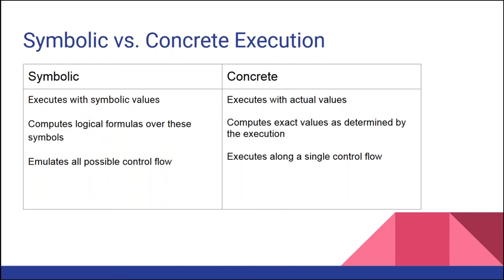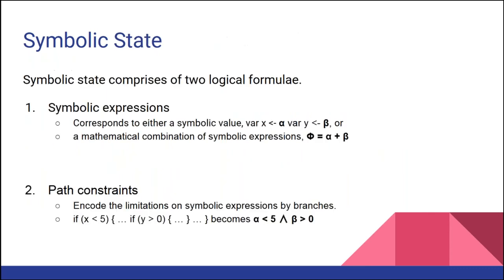In symbolic execution, we also emulate all possible control flows. The reason for this is that what we're doing when we reach a conditional statement is just creating a formula for it and then continuing on all execution paths normally. However, in concrete execution, during one run, we can only execute along one control flow path.